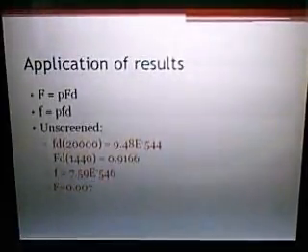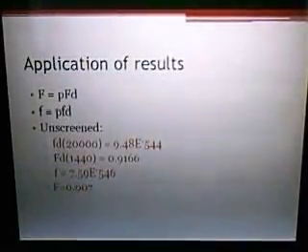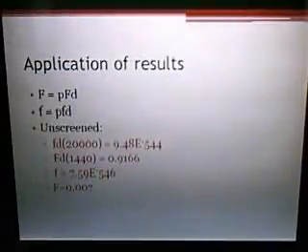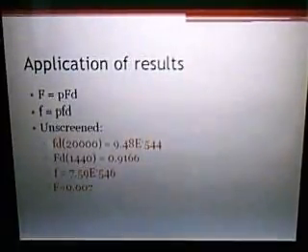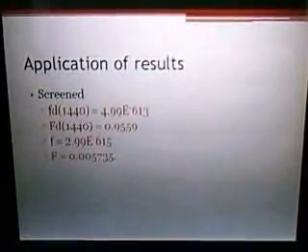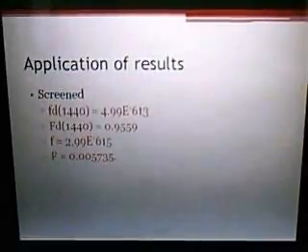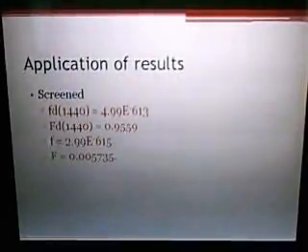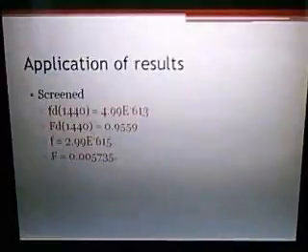Since it is a defect subpopulation, we find that F is equal to P times FD. So for the unscreened data, the FD for 20,000 hours is equal to 9.48 to the negative 544. And basically F is 0.007. For the screened data, we find that F is 0.005735.